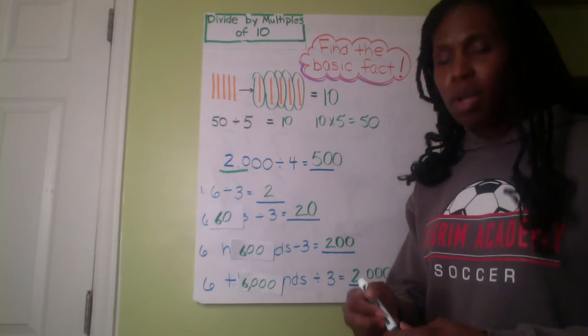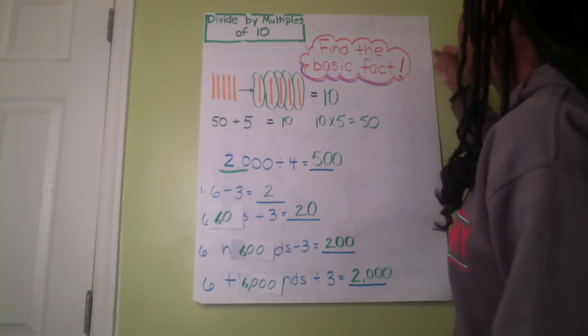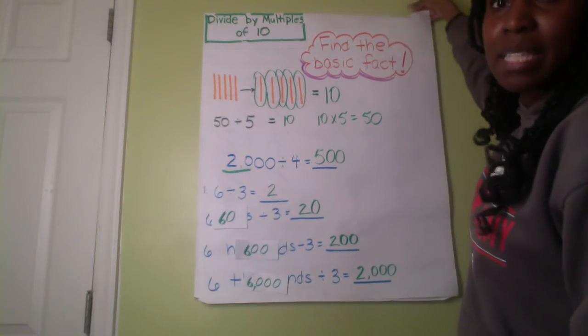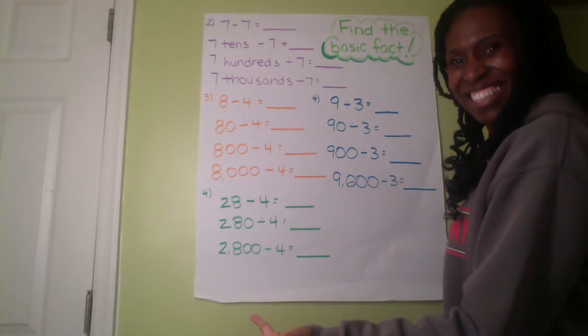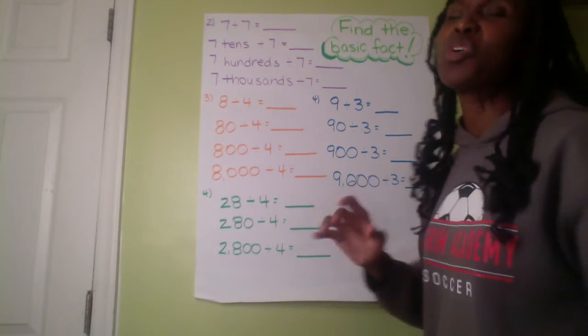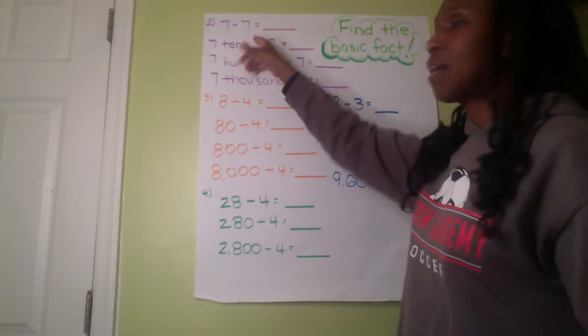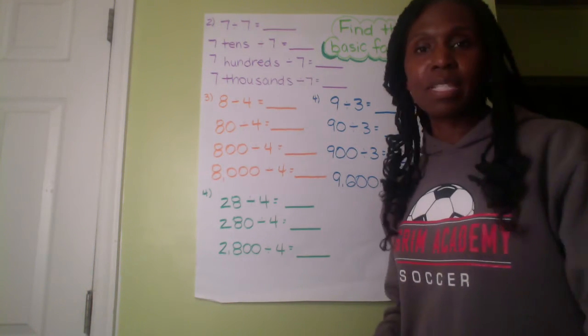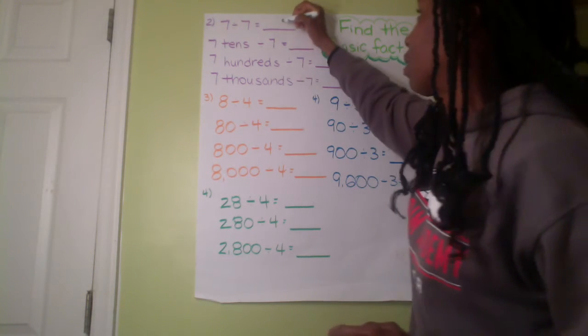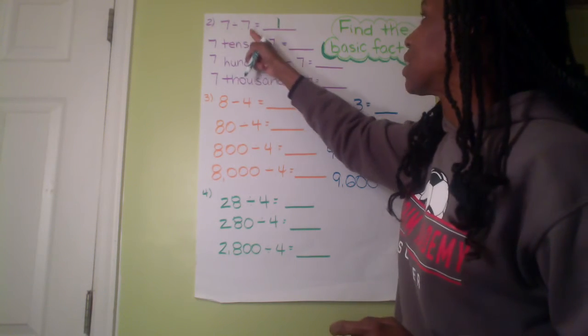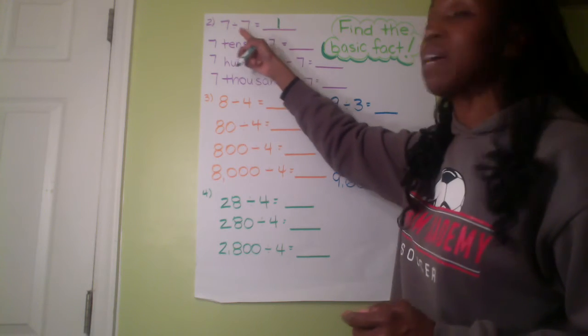What I'm wanting us to do is to focus in on that basic fact. If you can do that, you're going to be fine. Okay, let's do it one more time. This time it's 7 divided by 7. We know that basic fact. 7 divided by 7 is 1 because 1 times 7 is 7.